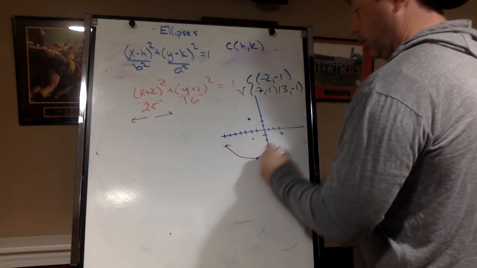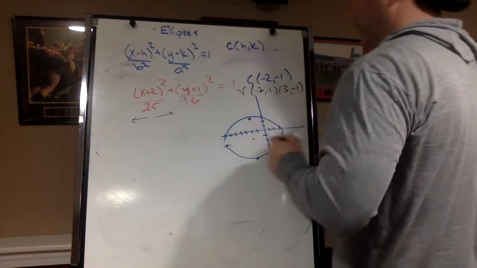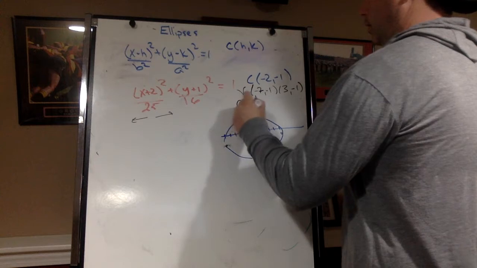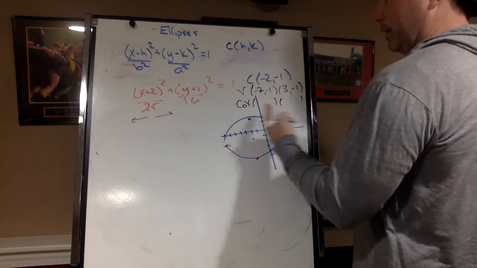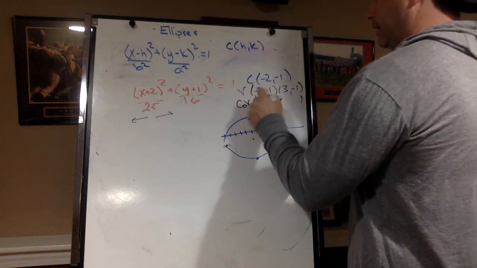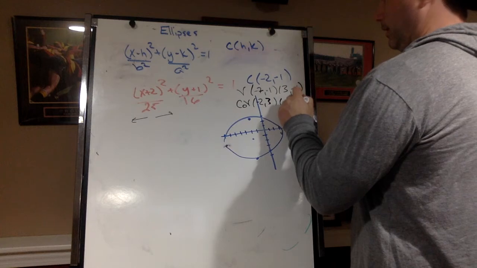Let's have a rough sketch. I'm really bad at drawing ellipses. My wife keeps calling them ovals. Not an oval. Co-vertices. So from (-2, -1), up and down 4. So that's (-2, 3) and (-2, -5).